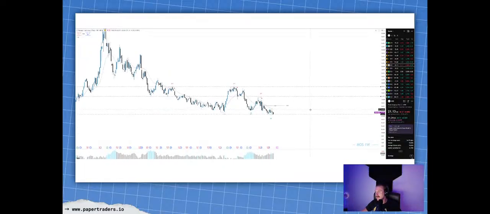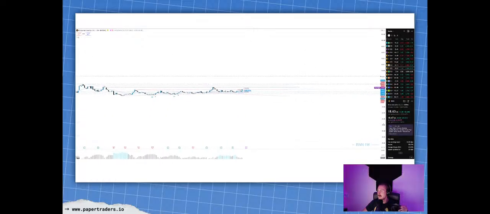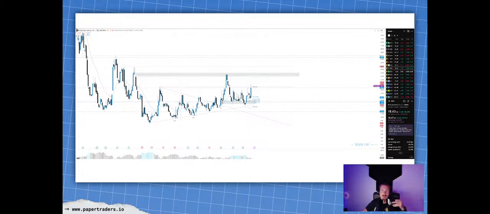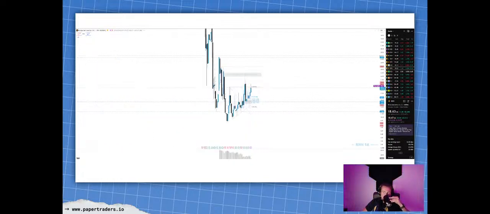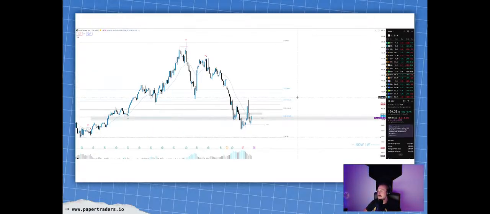MOS needs to get a little pep in her step. Rivian looked really good. This weekly gave us a nice run to the upside. Just need to get through this $18 right there for a continuation to the upside. Now looks good as well.